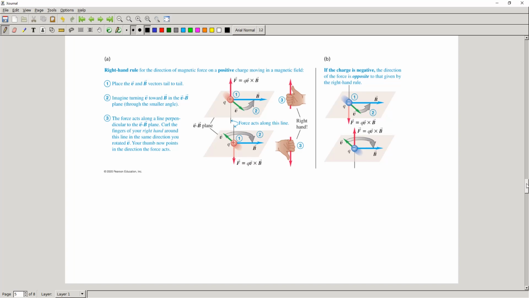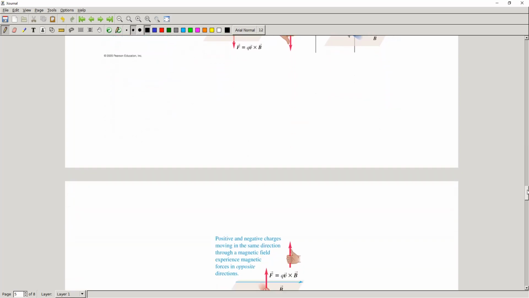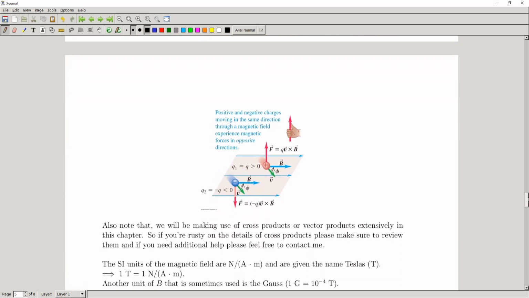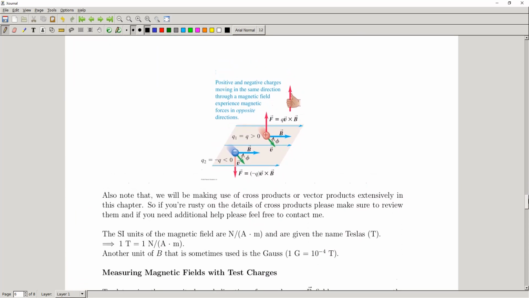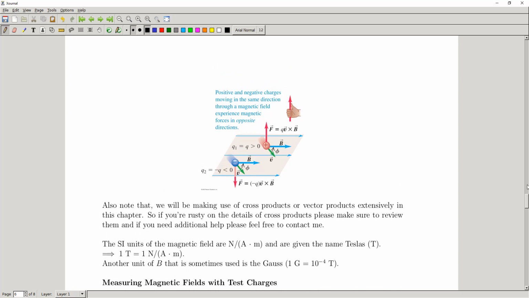Now the right-hand rule is just a useful way of remembering what cross products are really telling us, right? We're going to make a decent bit of use of cross products in this chapter. If you're uncomfortable with cross products, sometimes called vector products, or you don't remember how to use them that well, definitely go back and review your cross products. We're going to need to be able to use them. If you find that you're still confused, please come and see me. I'm happy to help out. We can talk about cross products whenever you'd like.